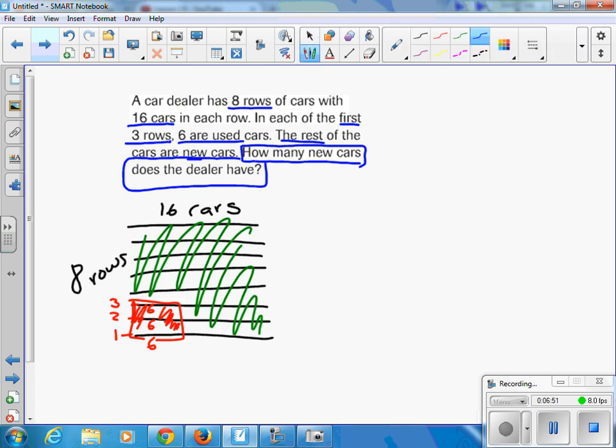The total number, we have to get the total from here. How many rows we have and how many cars: 8 rows and 16 cars. So I'm going to multiply 16 times 8. 8 times 6 is 48. Carry the 4. 8 times 1 is 8, plus 4 is 12. So I have 128 total cars.